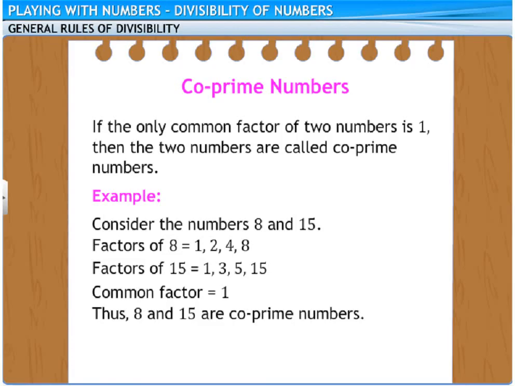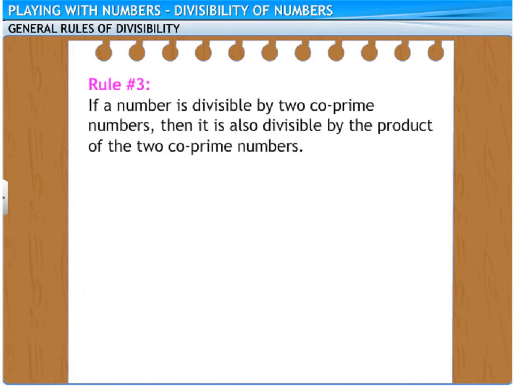Note that neither 8 nor 15 are prime numbers. Thus, a number does not have to be a prime number to be a co-prime with another number. The third rule states that if a number is divisible by two co-prime numbers, then it is also divisible by the product of the two co-prime numbers.